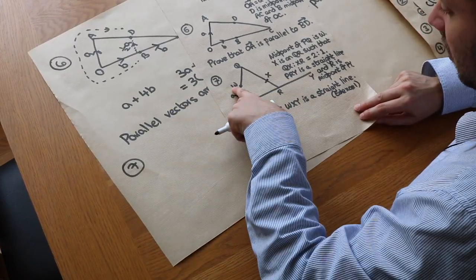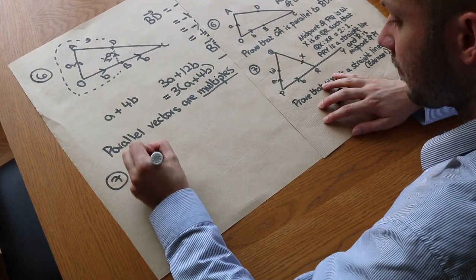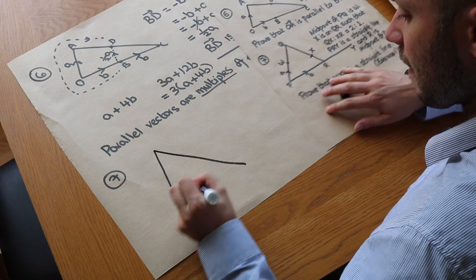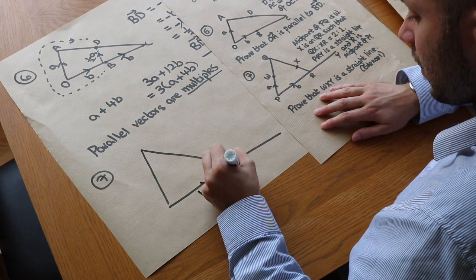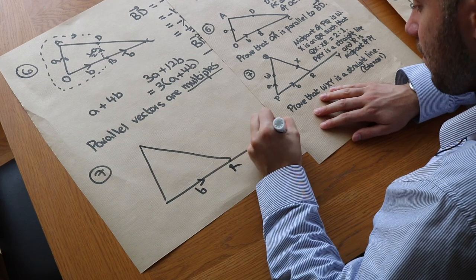Prove that WXY is a straight line. This is an EdExcel question. So let's just copy it out again. That was B, this vector. Now we're told that R is a midpoint, so that vector must also be B.